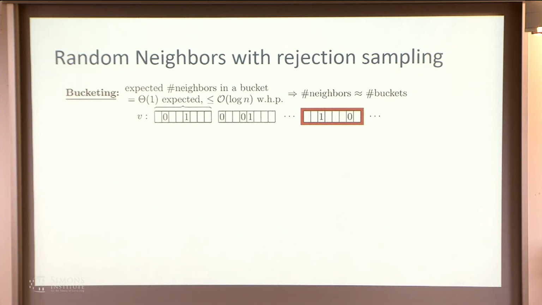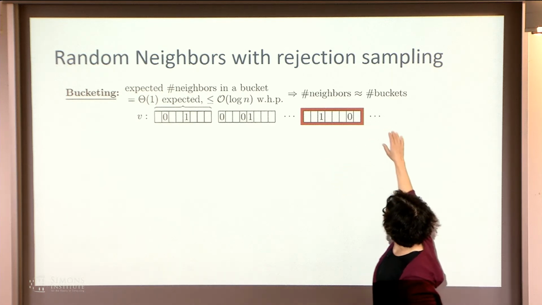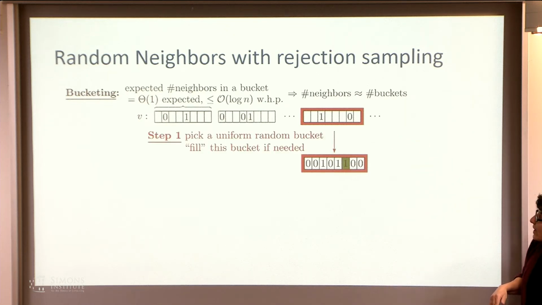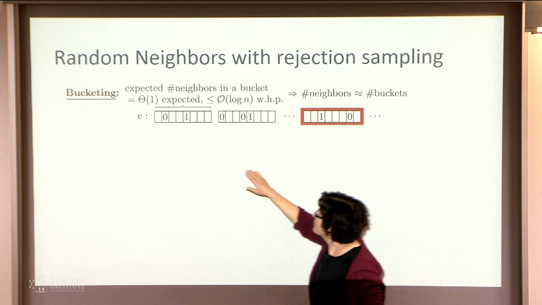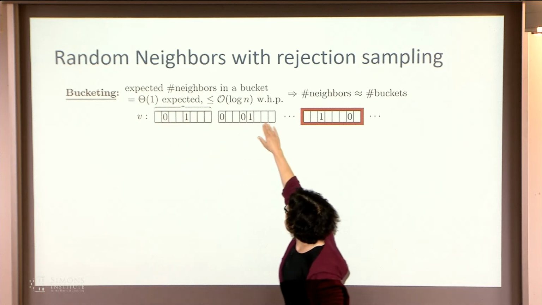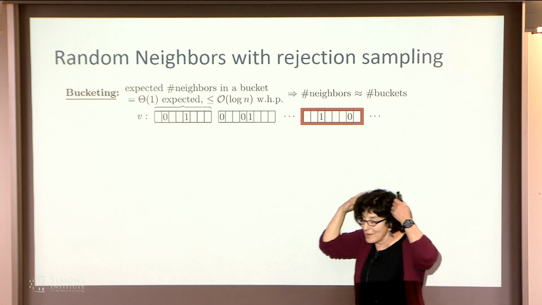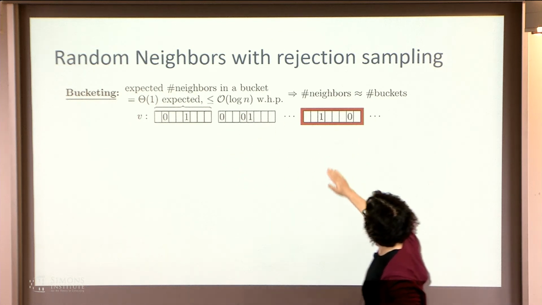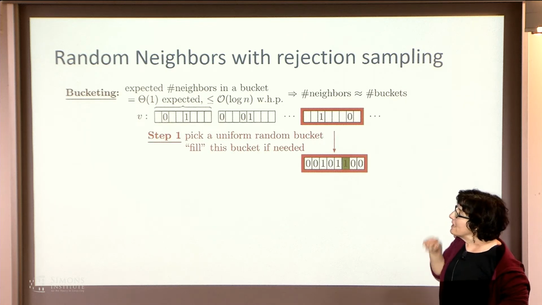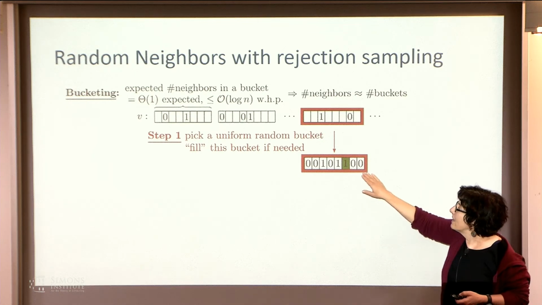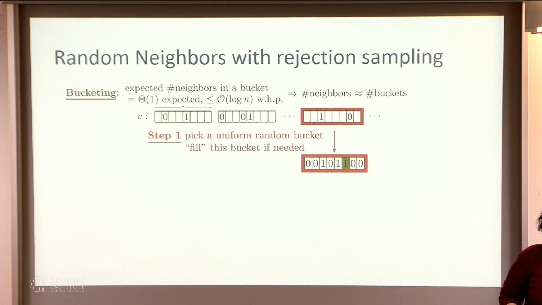So what do we do with the bucketing? Now we've picked a size, so the expected number of neighbors in a bucket is theta of 1, and also order of log n with high probability. So the number of neighbors is roughly the number of buckets. If I want to know a random neighbor of v, we've taken its row of the adjacency matrix, kind of in our heads, and partitioned it into these buckets. What we're going to do is first pick a uniform random bucket and then fill the bucket if it hasn't been filled previously.